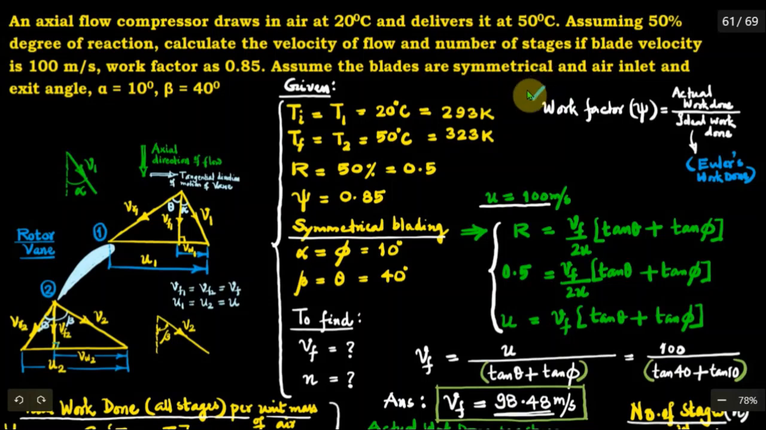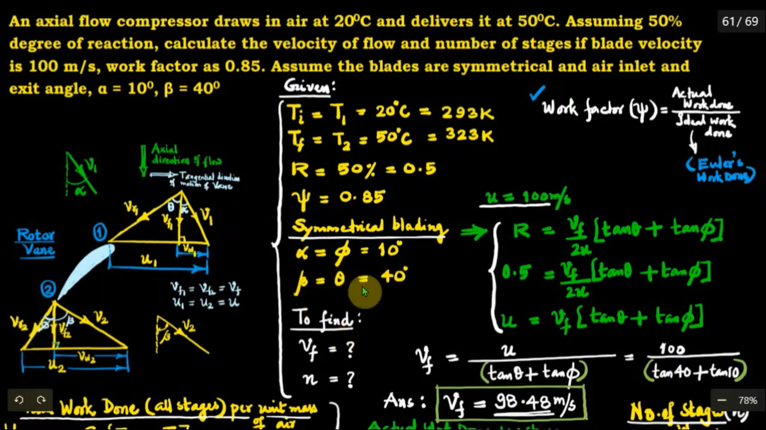Assume symmetrical blading. Symmetrical blading means you consider alpha is equal to phi and beta is equal to theta. So from the inlet velocity triangle and outlet velocity triangle, the guide blade angle at inlet is alpha, and the guide blade angle at outlet is beta. The blade angle at inlet is theta and the blade angle at outlet is phi. So symmetrical blading means theta is equal to beta and alpha is equal to phi, which we discussed earlier.